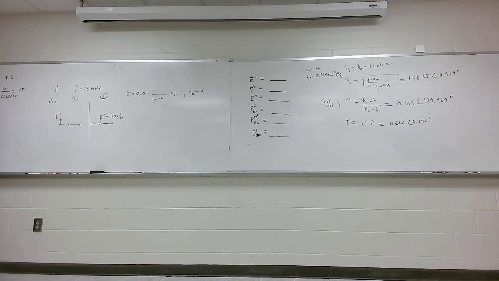Now, to get the reflected field, you're supposed to calculate the reflection coefficient times the incident field. And the reflection coefficient is, what is it? 0.333, so it's a third of this, about 5 volts per meter, is that right? About 5 volts per meter. Now we've got all the field quantities, right?